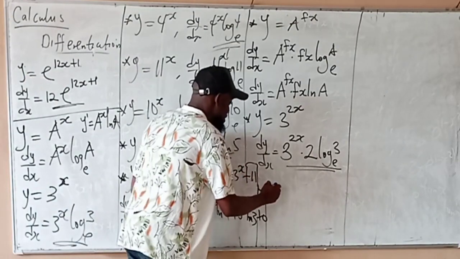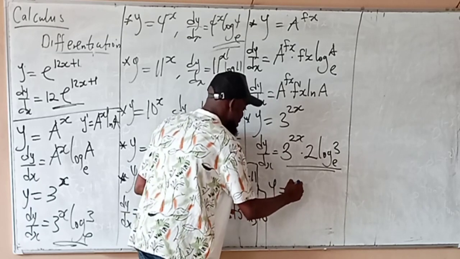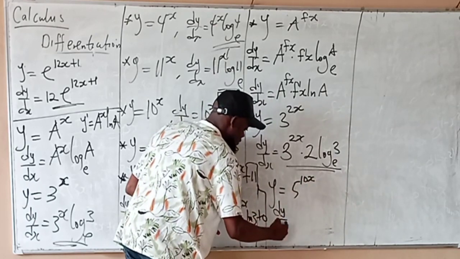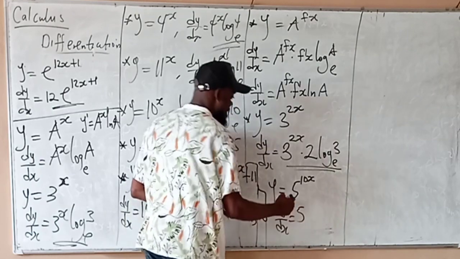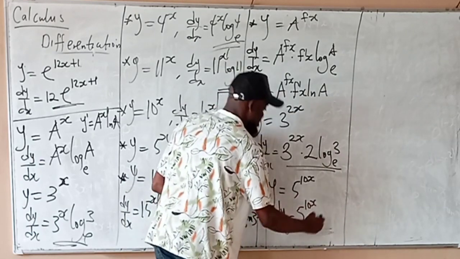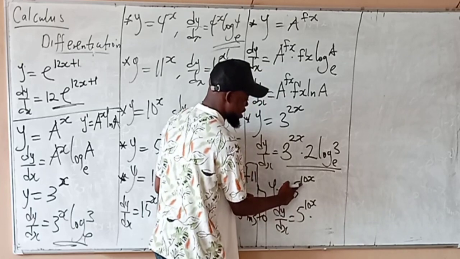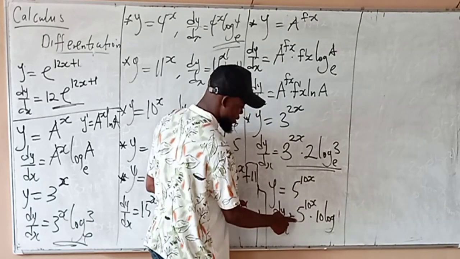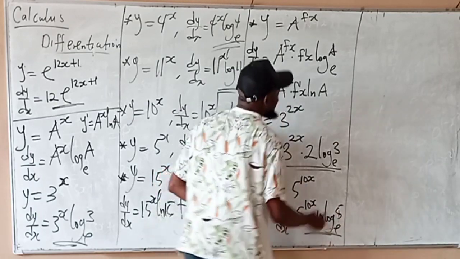Look at this. If y is equal to, let's say, 5 raised power 10x, what is dy over dx? This is 5 raised power 10x times differentiate 10x, bring back 10, log of what? The base. What's the base? 5 to be the answer.